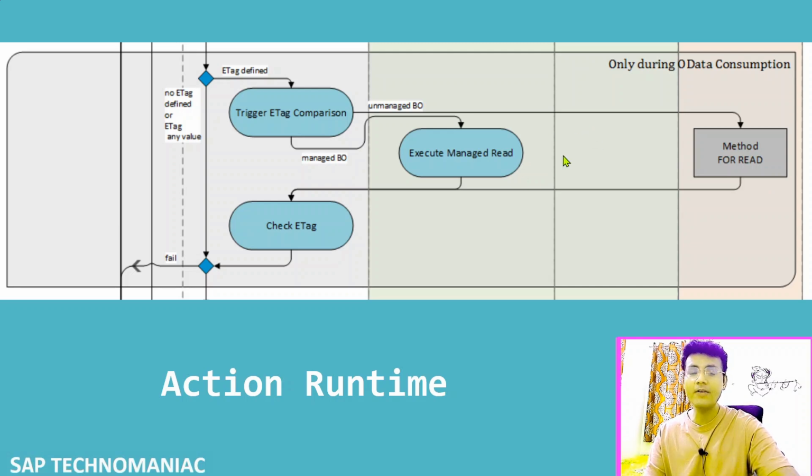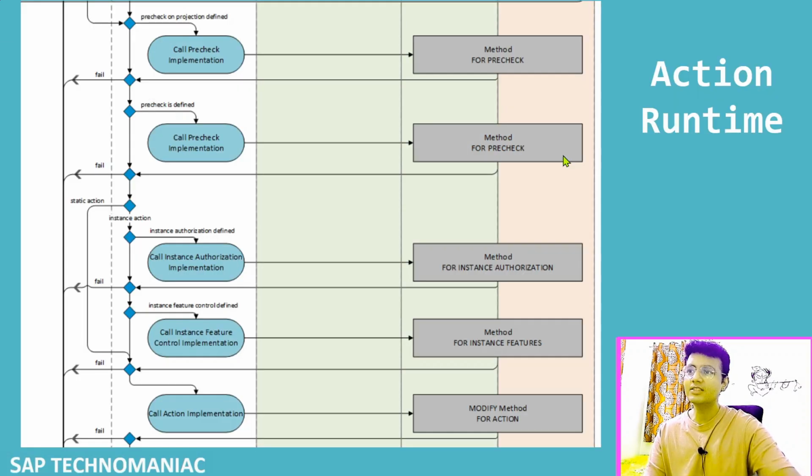So if you have an ETag implementation, once the ETag is done, then the pre-check implementation from the projection layer and the pre-check implementation from the interface layer will be done. Then the instance authorization check and instance feature control, and at last we will call the action. In the action, it will call the modify method directly, which will update the transactional buffer. It will not save the data in the database.